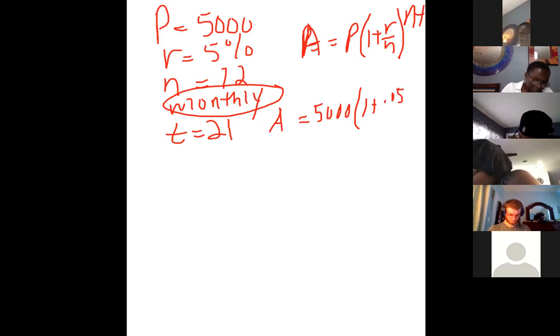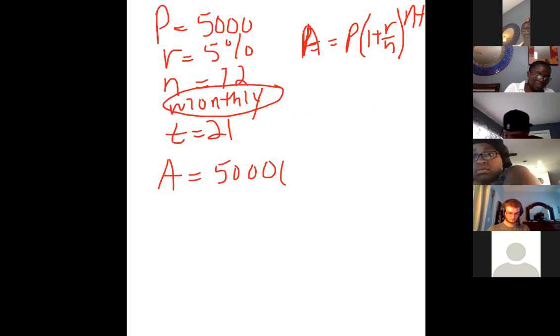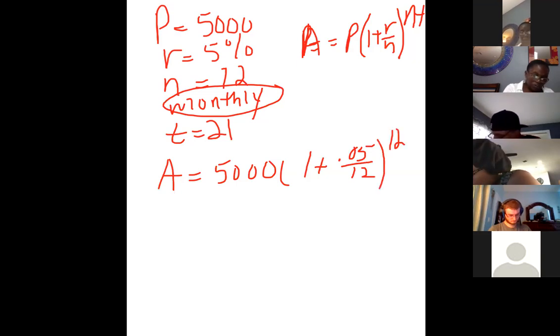You know what? I think I'm going to erase this. I don't have sufficient room to write all of this. Okay, so I'm going to try this again. At the bottom, guys, here it is, 5,000, open parentheses, 1 plus 0.05 over 12. We're going to raise it to the 12 times 21 power. Now, one of the things I like to do is to do the multiplication in the power ahead of time. So somebody can go ahead and put 12 times 21 on the calculator.